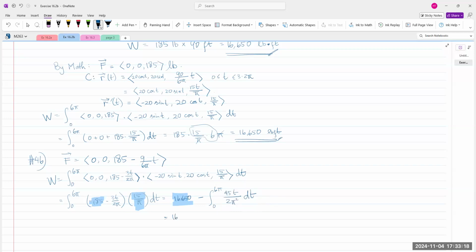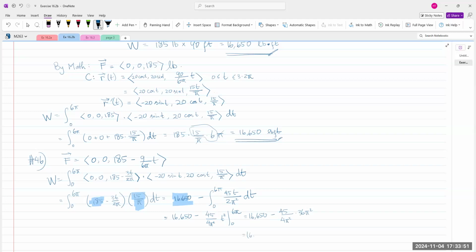Then this will be 16,650 minus 45 over 4 pi squared t squared from 0 to 6 pi. Right? Which will be 16,650 minus 45 over 4 pi squared times 36 pi squared. That's 9.